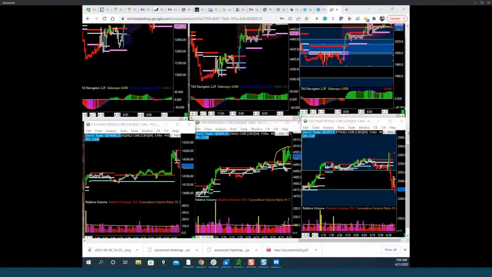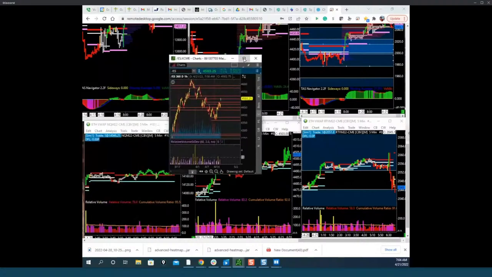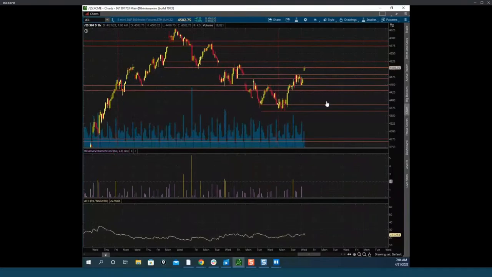What's also odd is that we ripped up here, Russell ripped up, and then Russell just collapsed, and these are just sitting here. So it's just some weird stuff going on that I can't really put my finger on, but it is what it is. So let's look at some of these markets.